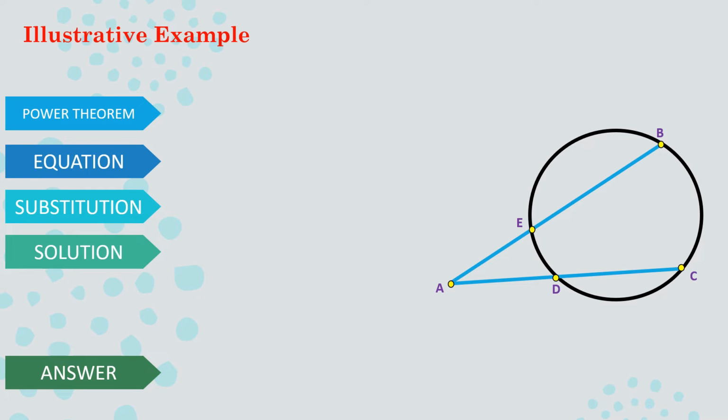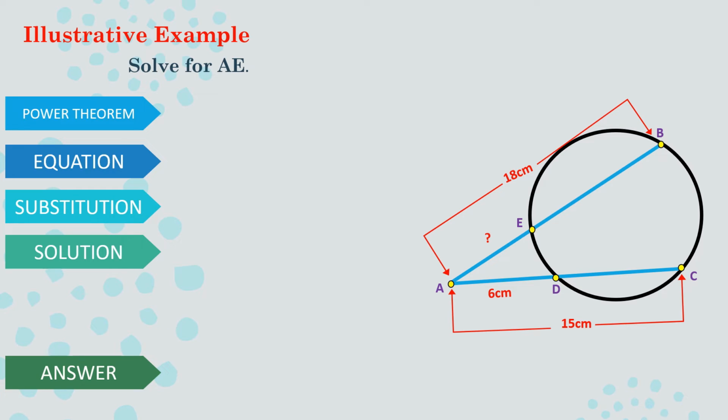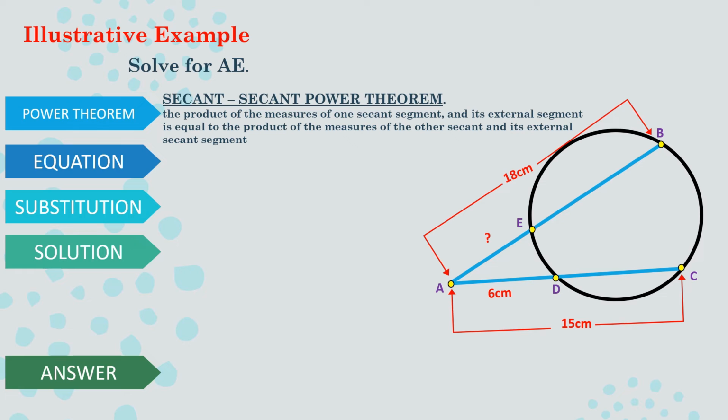Now let's have our last example. So let's say on our figure, we have AC is equal to 15 centimeters, AD is equal to 6 centimeters, and AB is equal to 18 centimeters. Then we're going to solve for AE. So solve for AE, or solve for the measure of segment AE. So first step is to identify the power theorem which is applicable to our given. Since the given is composed of two secants intersecting outside the circle, then this is secant-secant power theorem.